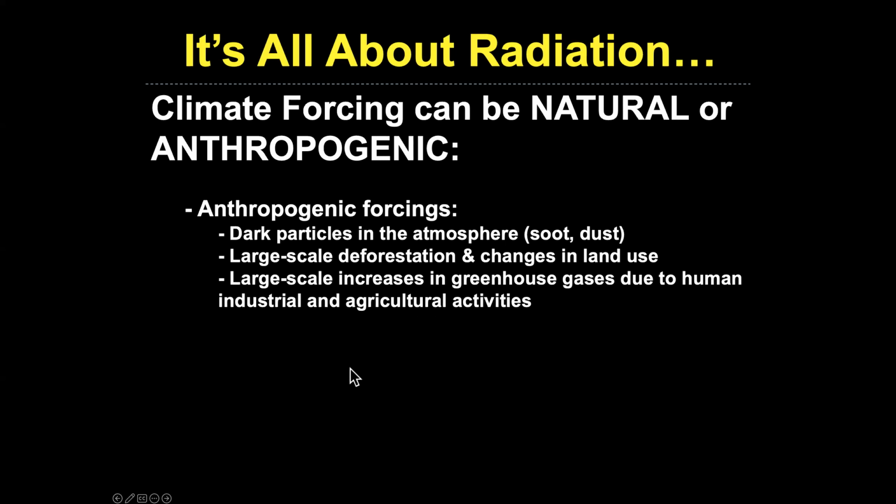Anthropogenic forcings include things like dark particles in the atmosphere, soot and dust from agriculture, soot from the burning of fuels, large-scale deforestation, changes in the use of land, and large-scale increases in greenhouse gases due to these events, so industry and agriculture across the world.